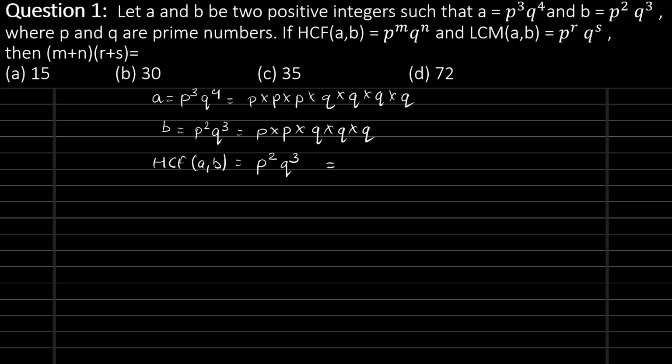On comparing it with what is given in the question, P raised to M into Q raised to N, we will be able to find out the values of M and N. M is equal to 2 and N is equal to 3.